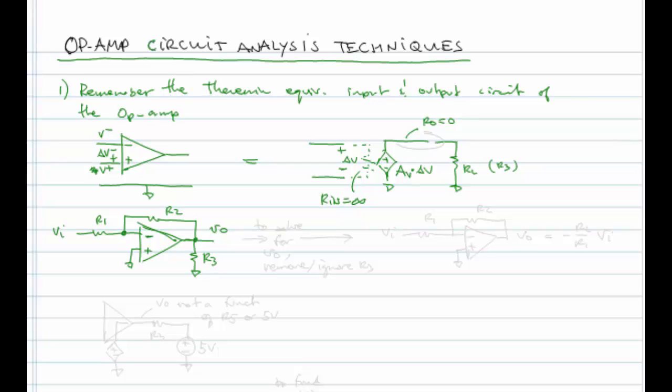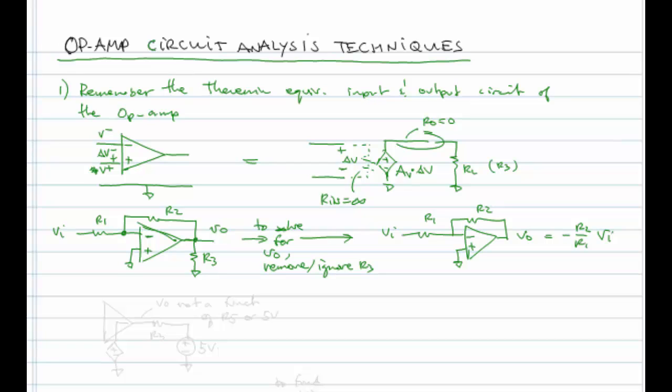If RO right here was something other than 0, then you would have voltage division. But this, you can replace this. Okay, so I'll say to solve for VO, remove or ignore R3. So we can go back and draw our circuit without R3. Of course, it's simply minus R2 over R1 VI.